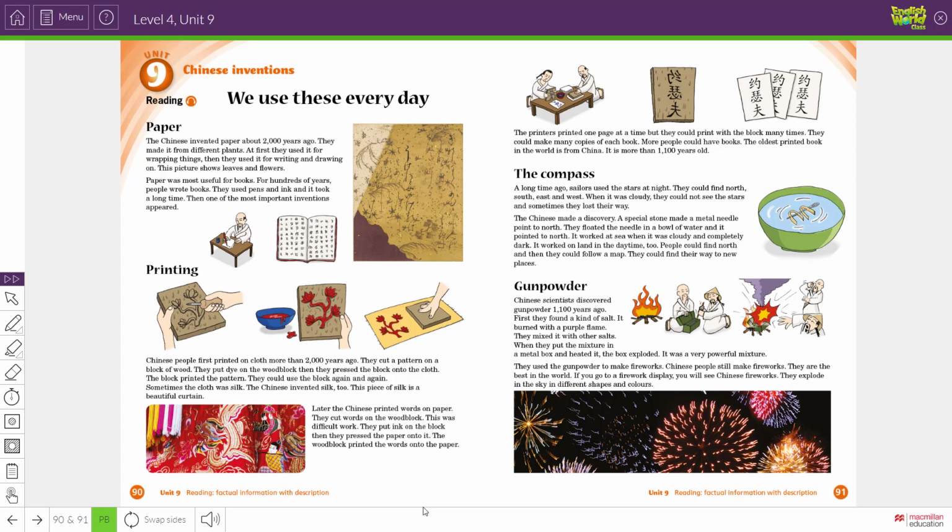Okay. Our lesson is divided into paragraphs. Yes. The first paragraph is about paper. The second paragraph is about printing. The third paragraph is about the canvas. And the fourth paragraph is about gunpowder. You are going now to read and listen. Before reading and listening, I'm going to give you some questions on the first paragraph. Try to find the answer while reading and listening.